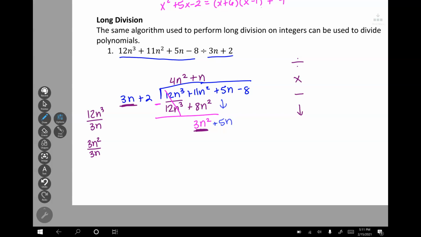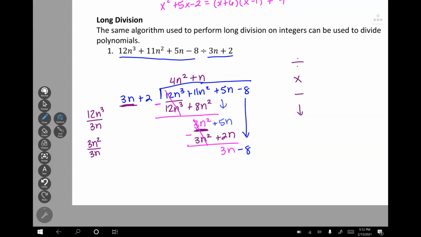Then I multiply. N times 3n is 3n squared. Perfect, they match. N times 2 is 2n. So remember, you're distributing this n to this whole 3n plus 2, and that's what you're writing underneath here. Now subtract. These two cancel. 5n minus 2n is 3n. And then we're ready to bring down.